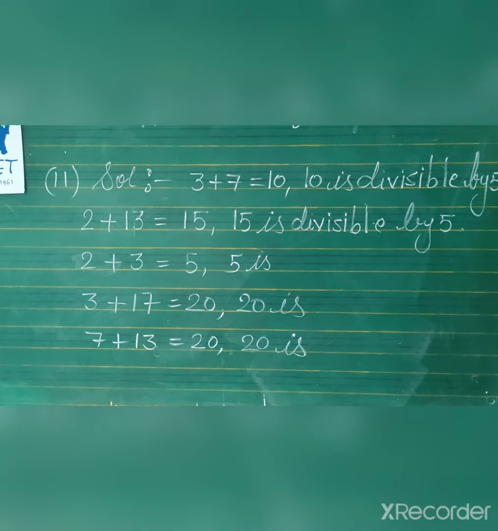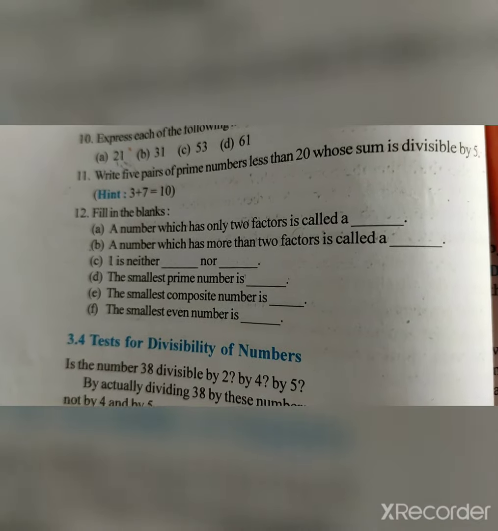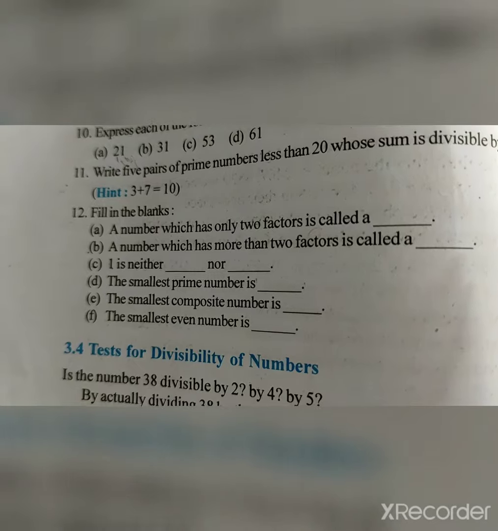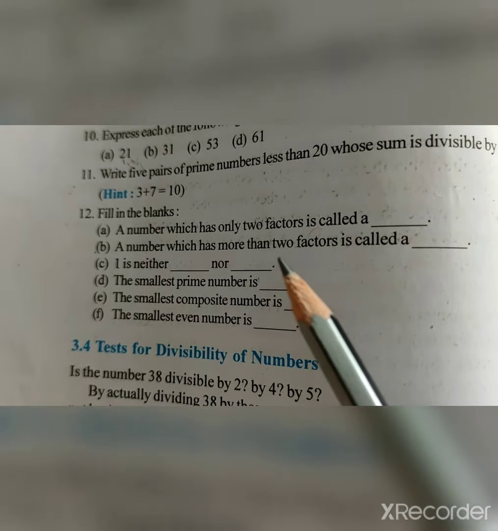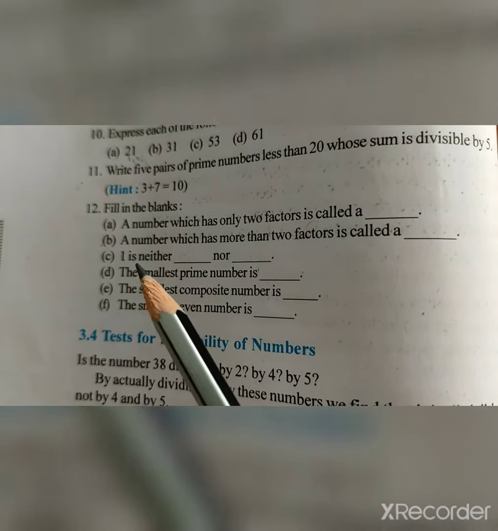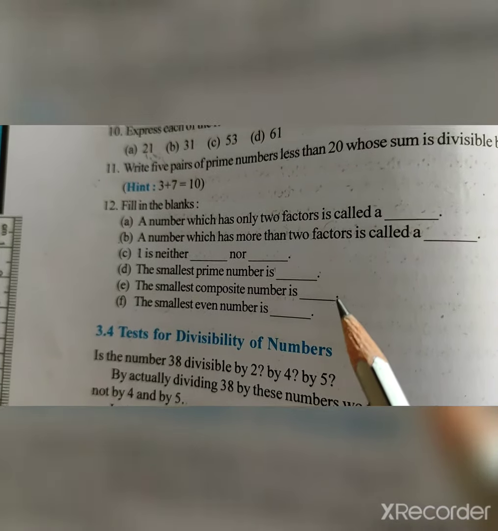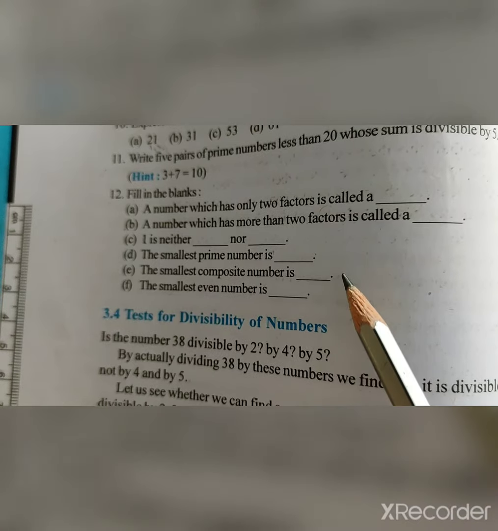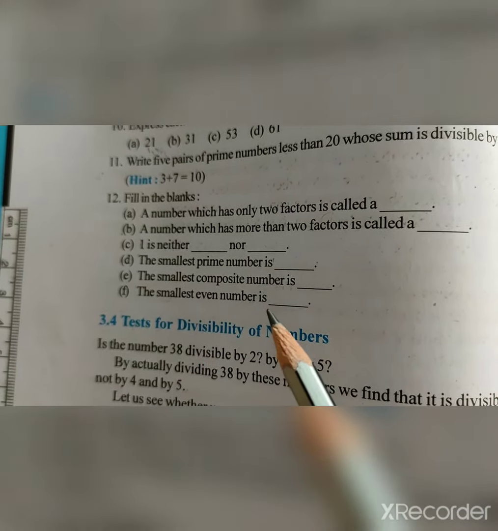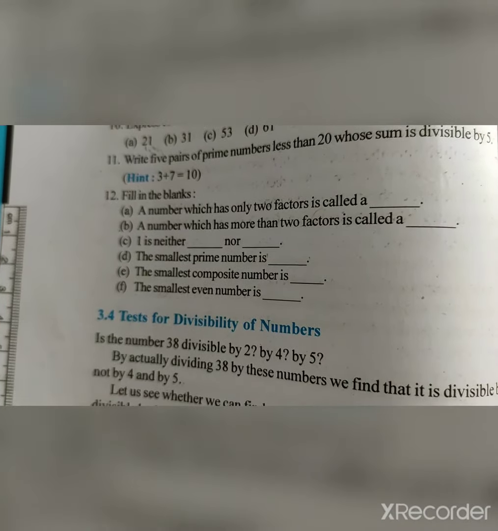Okay. Now fill in the blanks. A number which has only 2 factors is called a prime number. A number which has more than 2 factors is called a composite number. One is neither prime nor composite. The smallest prime number is 2. The smallest composite number: 3 is prime, then 4 is composite. So the smallest composite number is 4. The smallest even number is 2.